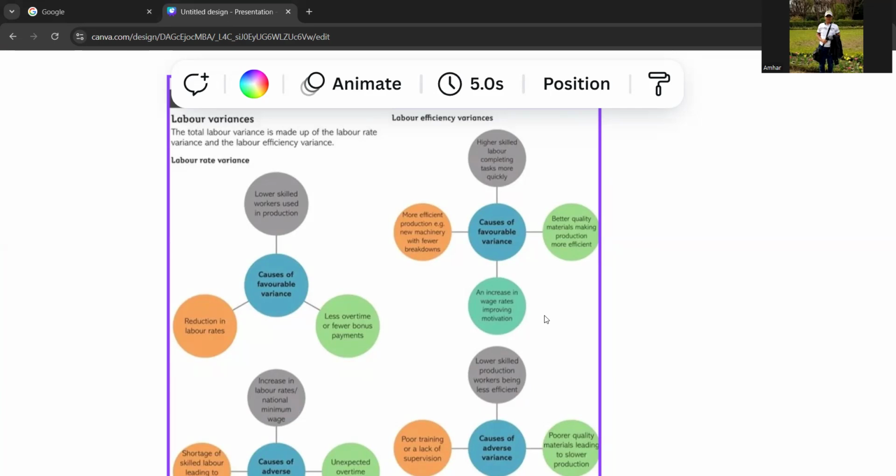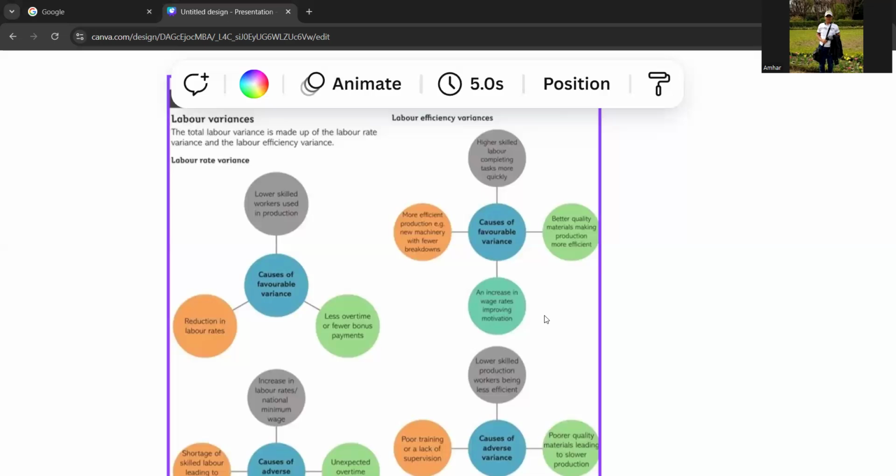And when employees are motivated, efficiency will increase because they won't feel lethargic to not do the work, and they'll do it quickly. Also, they will feel motivated because the wage rates are high, so they will put in maximum effort. As a result, it will cause a favorable labor efficiency variance.